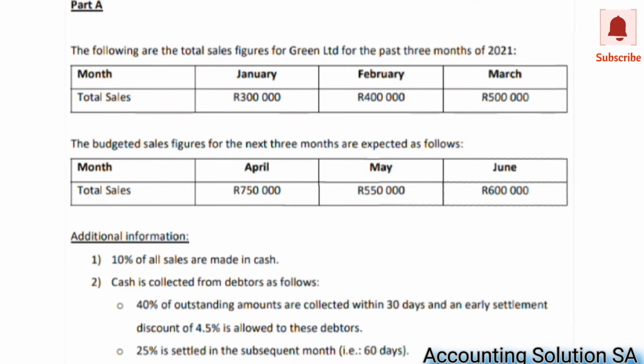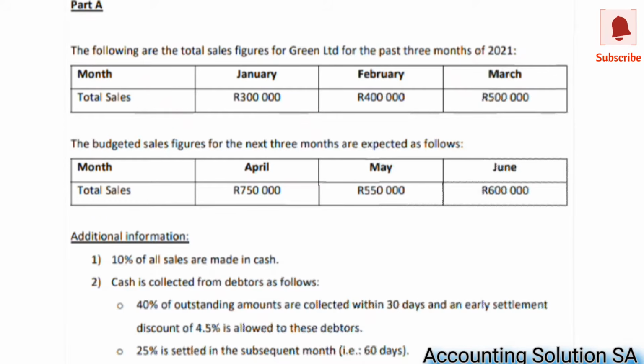The following are the total sales figures for Green Ltd for the past 3 months of 2021. They give us the column for months: January, February, and March. So these are the actual figures of the past. Then after that we prepare the future, which is April, May, and June, which means that we are at the month end of March. We don't have results for April, May and June.